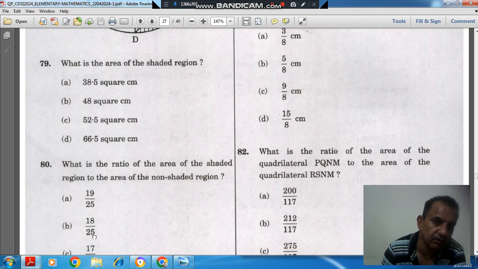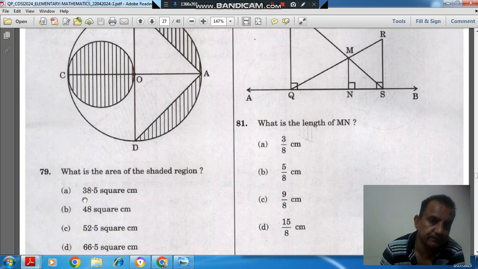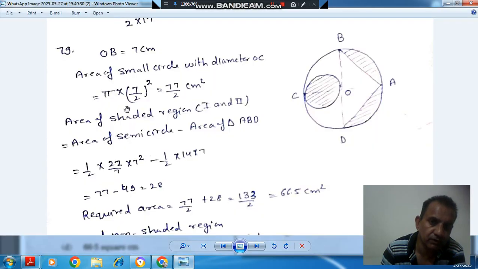So here, to find the area of the shaded region, we need to find the area of this smaller circle and the area of this part. The area of the smaller circle: because OB is 7 centimeter, the radius of this OC will be 7 by 2. So area will be pi into 7 by 2 square. So the area of the smaller circle will be 77 by 2, if we put pi as 22 by 7.